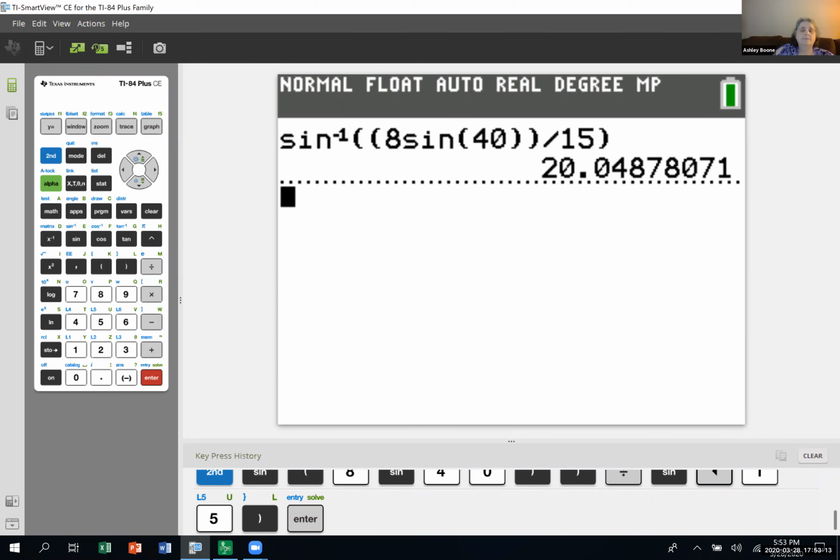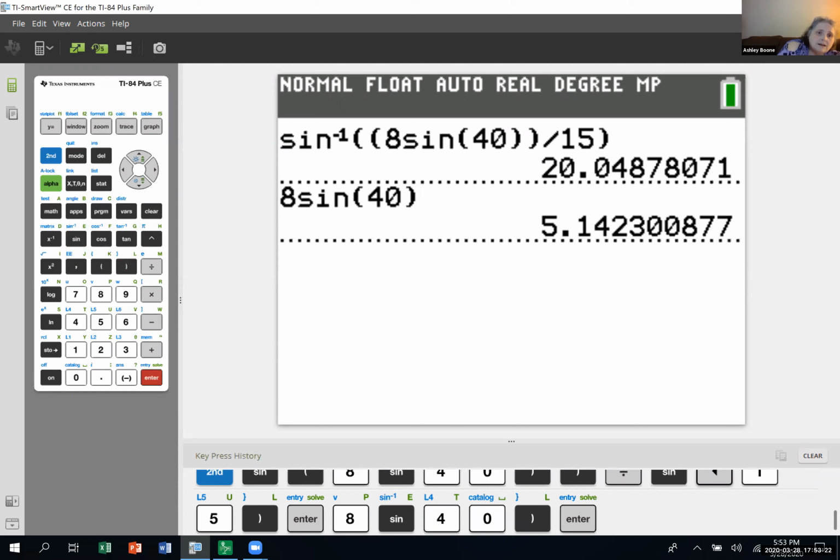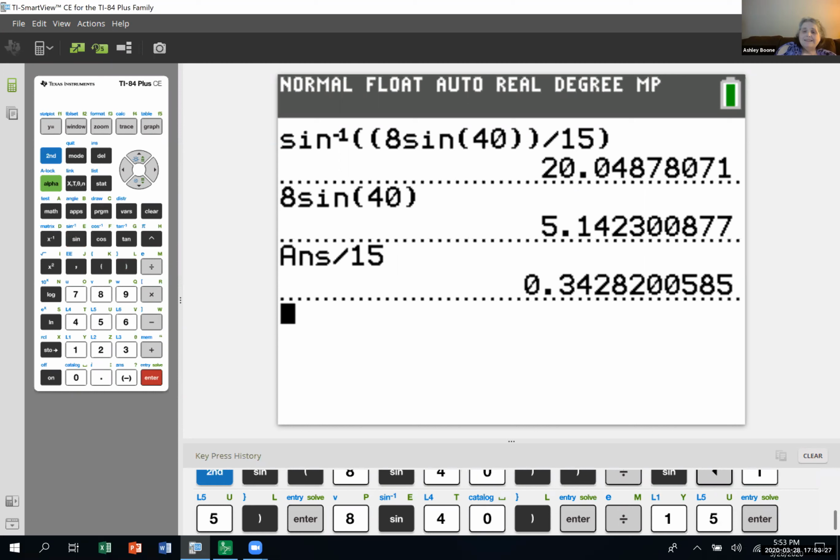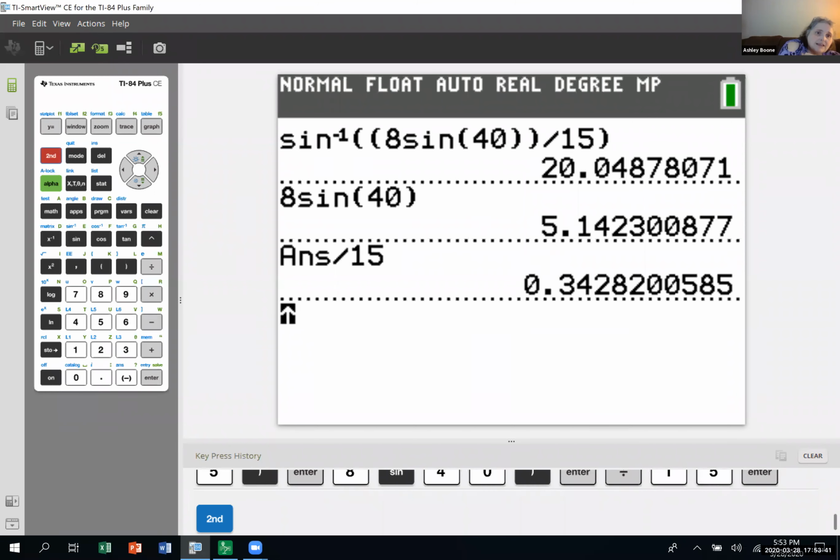20.048. It goes on. Notice you can do it in parts too. You could go, what's inside? 8 times the sine of 40 degrees divided by 15. So that gives you the part that's inside the inverse sine. And the trick for this, anytime you want to do something to a number that's in your calculator and not have to round, you can go inverse sine, so second sine brings up inverse sine, and we want that last thing that was in there.